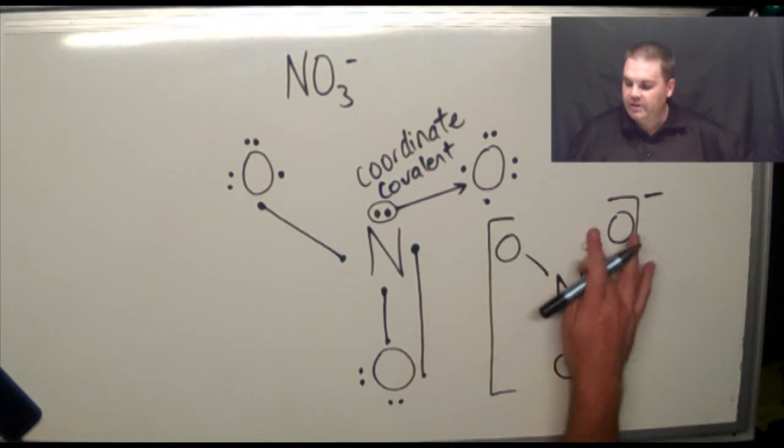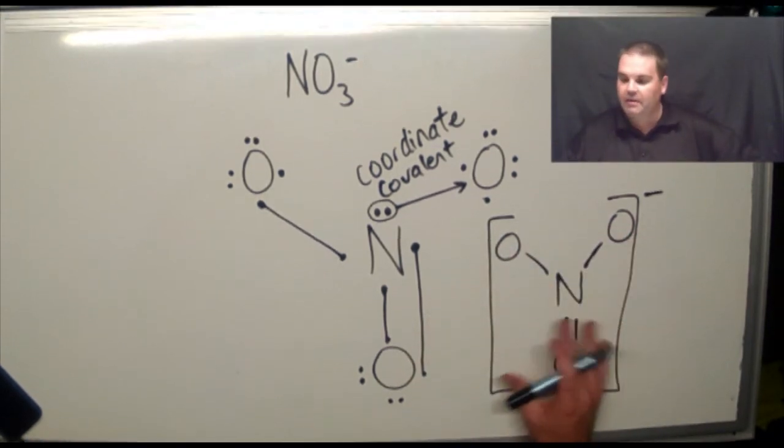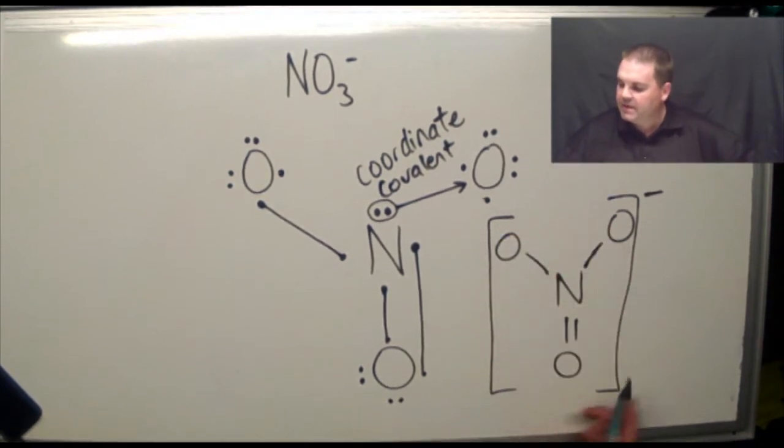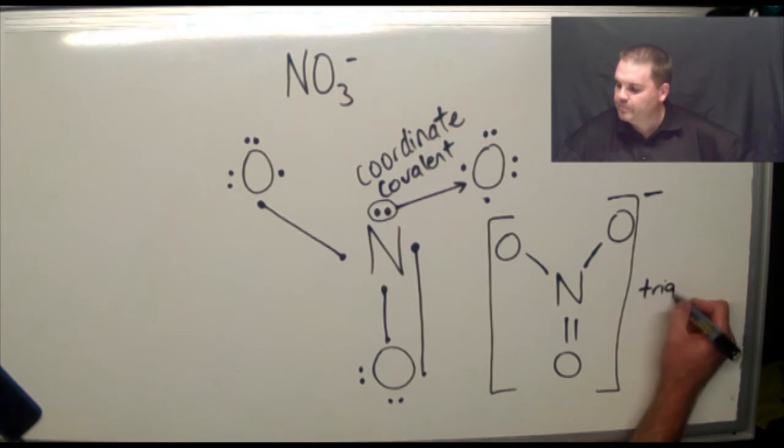It doesn't form a pyramid anymore. They're all in the same plane. So if you imagine this is one plane, so one dimension. So that makes it a trigonal planar molecule.